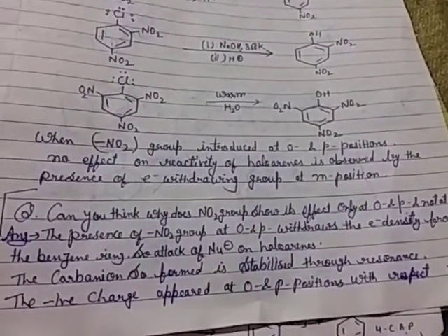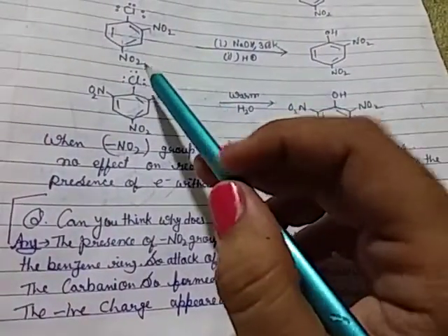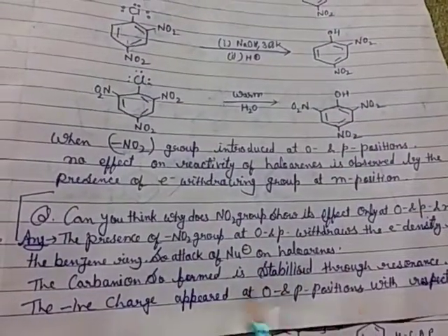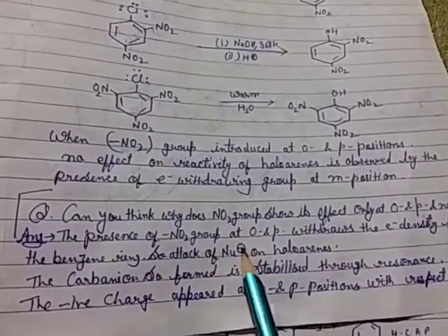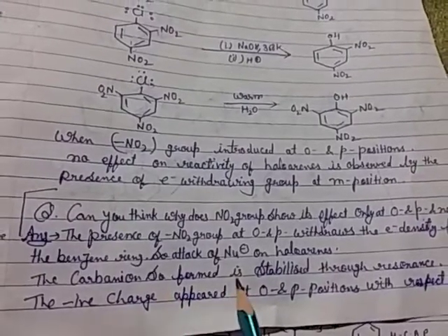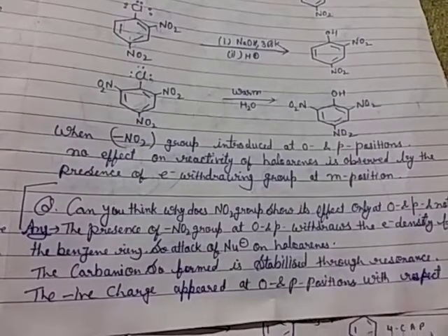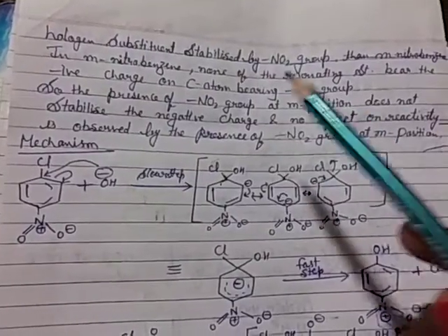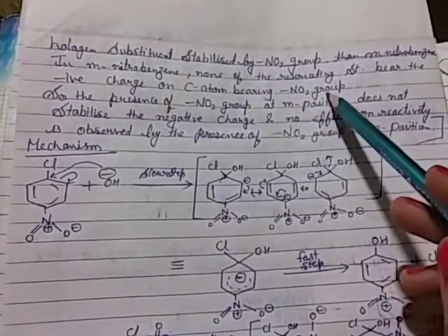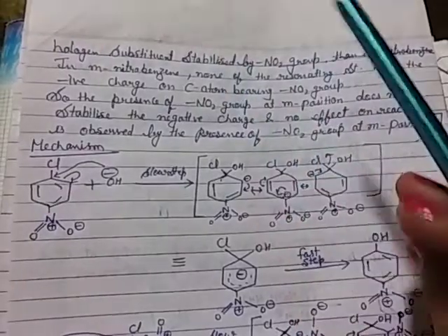Because the NO2 group at ortho and para withdraws electron density through resonance, the ortho and para positions are affected. On attack of the nucleophile on the haloarene, the carbanion so formed is stabilized through resonance, and the negative charge appears at the ortho and para positions. So the halogen substituent is stabilized by the NO2 group, but in meta-nitrobenzene none of the resonating structures bears the negative charge on the carbon atom bearing the NO2 group.